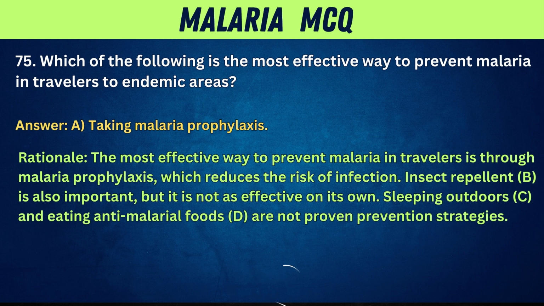Rationale: the most effective way to prevent malaria in travelers is through malaria prophylaxis, which reduces the risk of infection. Insect repellent, B, is also important, but it is not as effective on its own. Sleeping outdoors, C, and eating anti-malarial foods, D, are not proven prevention strategies.